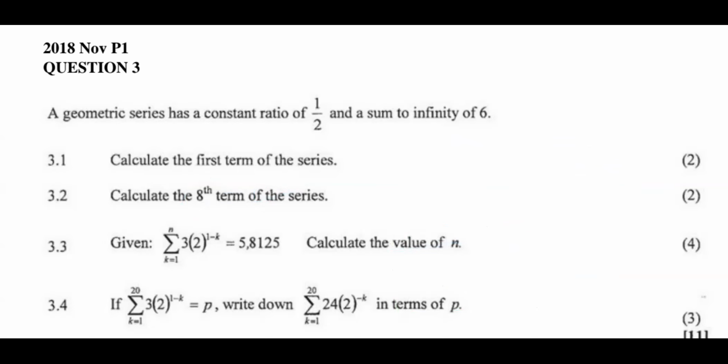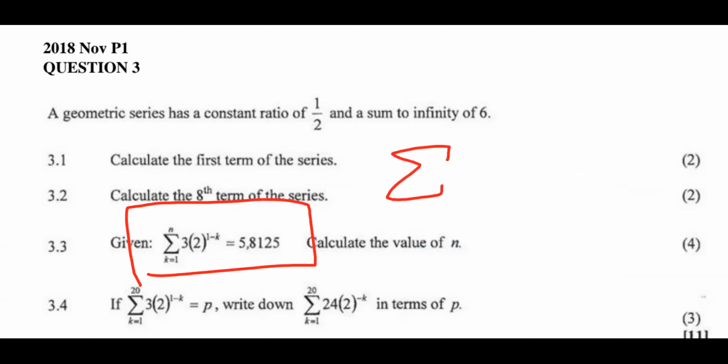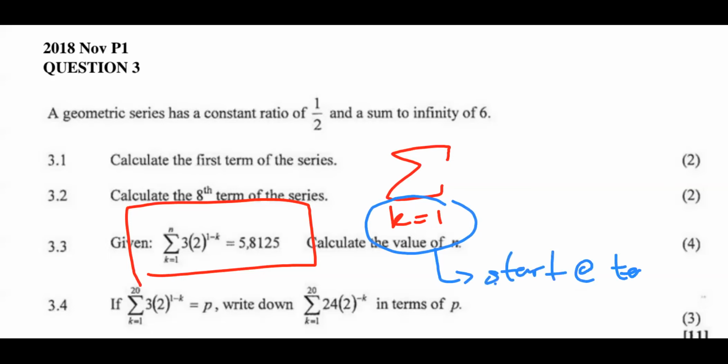Right, so here we have sigma notation. Let's see what this is all about, and let's see how we're going to read this. Given that the sum, now here where they say k is equal to 1, they're basically saying that you start at the first term. Start at term 1. That's what they mean there.